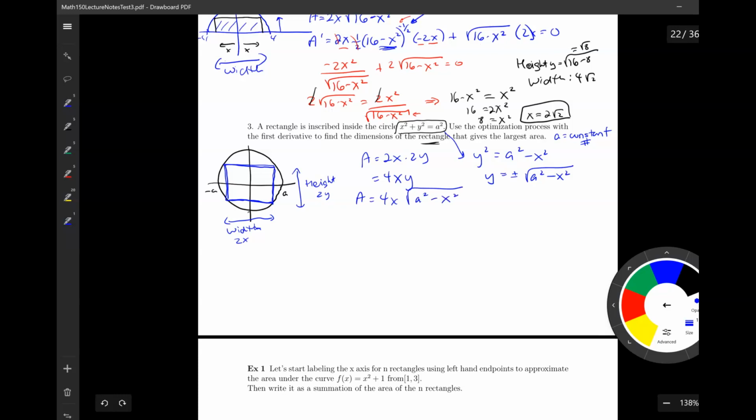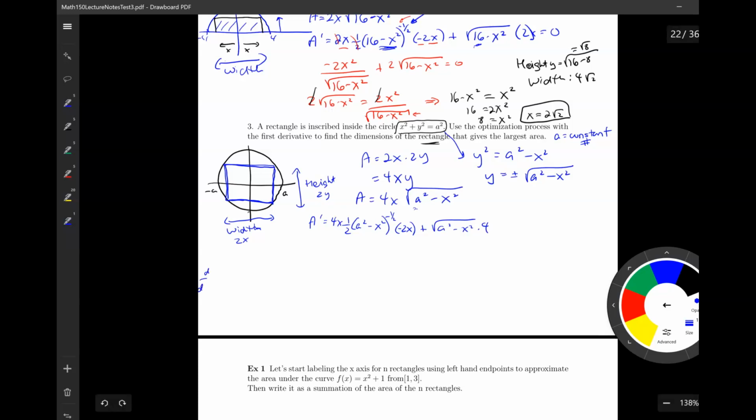So it's going to be really similar to this one where I had a number for the a. Now I just have a squared instead of, like here I would have had 4 squared. Let's take the derivative. So first d second, negative 1/2 times the negative 2x, plus second d first.